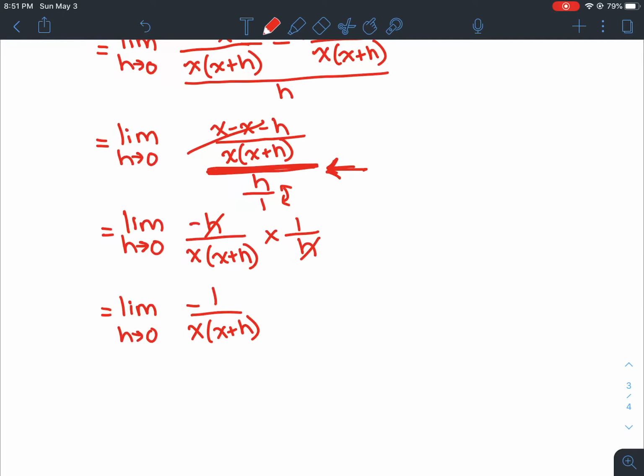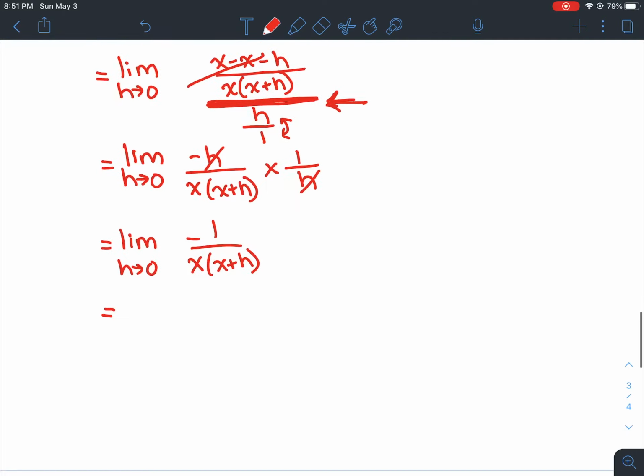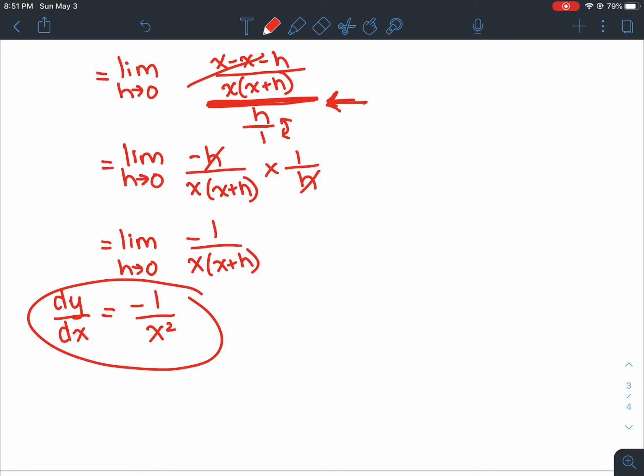So now if I sub 0 in for h, I will get negative 1 over x times x, which is x squared. So that is the derivative. The derivative of 1 over x is negative 1 over x squared. So our original function was 1 over x, and our derivative is negative 1 over x squared.